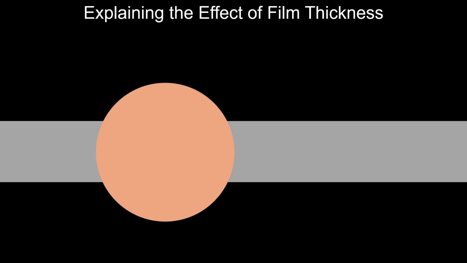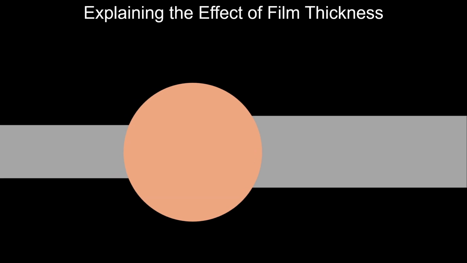When tweezers were used to move the wire, one film got thinner and the other thicker.